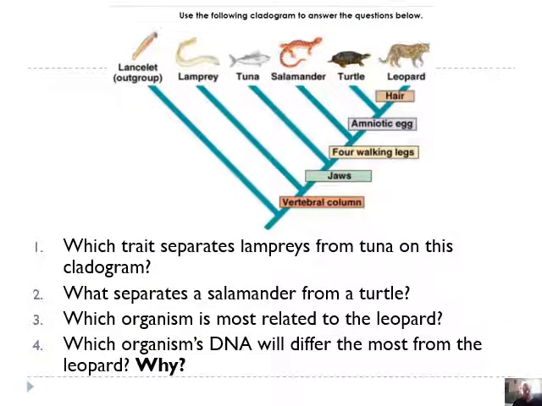All right, so now let's practice a little bit. The first one I will help you with, and then after that, you guys are kind of on your own. And there's one more after this. So use the following cladogram to answer the questions that follow.